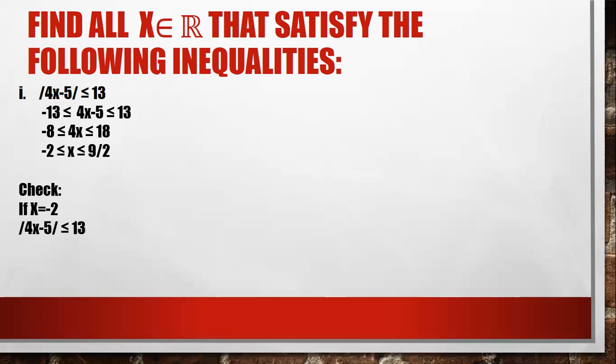This time we will substitute the value of x. So we have the absolute value of 4 times negative 2 minus 5 is less than or equal to 13. 4 times negative 2 is negative 8, minus 5. So we have the absolute value of negative 13 less than or equal to 13. Because it is an absolute value, we will have 13 less than or equal to 13. Therefore, if our x is negative 2, it satisfies our inequality because 13 is less than or equal to 13. Let's have another check.